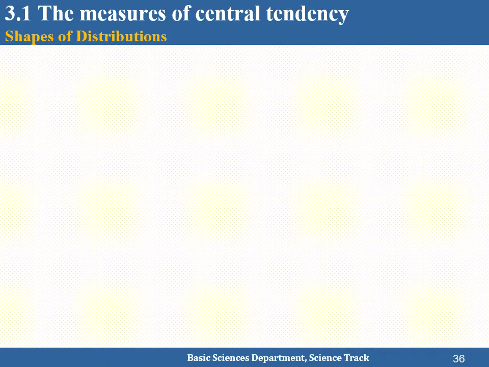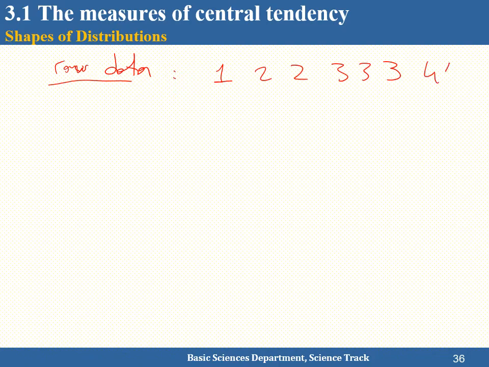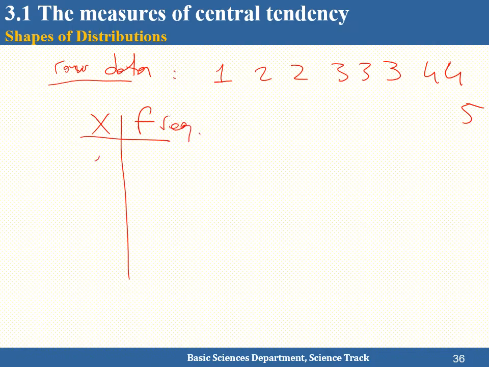Now, we look at the shapes of the distributions. First I want to remind you of our procedure, what we learned so far. Raw data, for example, this is given like 1, 2, 2, 3, 3, 3, then 4, 4, and then 5. This is your raw data. And we learned how to do a frequency table. So 1 is repeated just once, 2 repeated 2 times, 3 repeated 3 times, then 4 repeated 2 times, and 5 repeated 1 time.